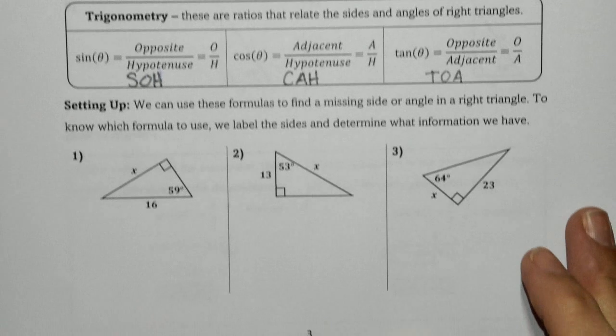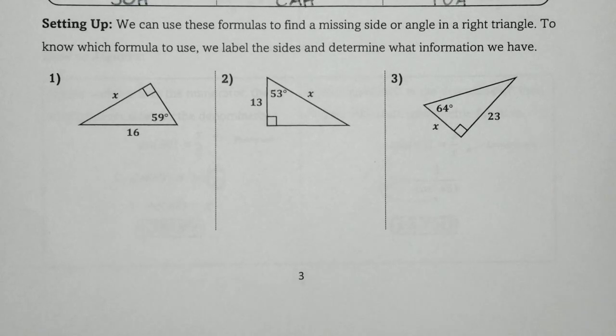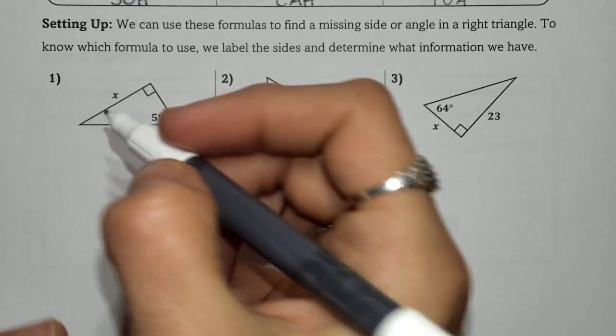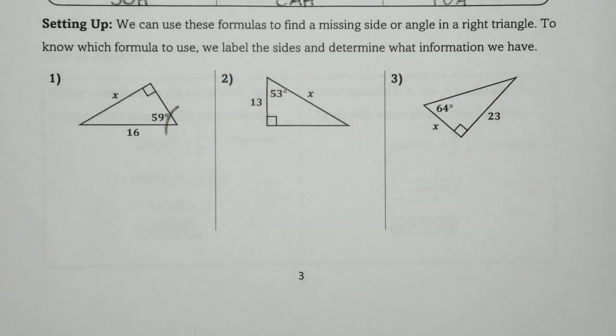Now the first 3 problems here, we are simply setting up, we're determining which function we're going to use. So the first thing I like to do whenever I'm doing this is find my reference angle, find theta. Okay, in this case, we have an angle measurement right here at 59. You will never, ever, ever use 90 degrees as your reference angle. Don't ever touch that, okay?